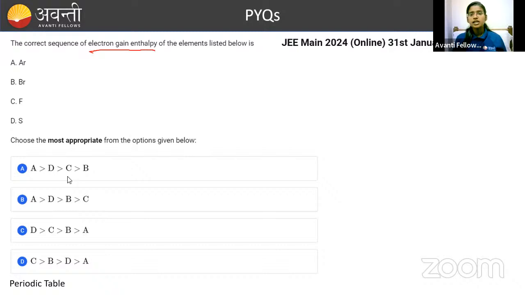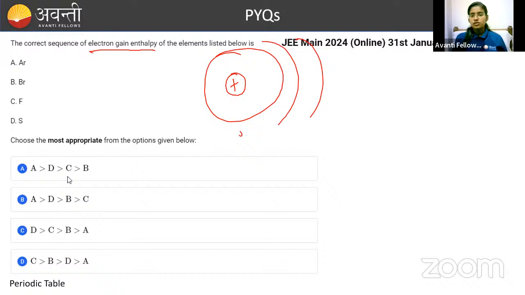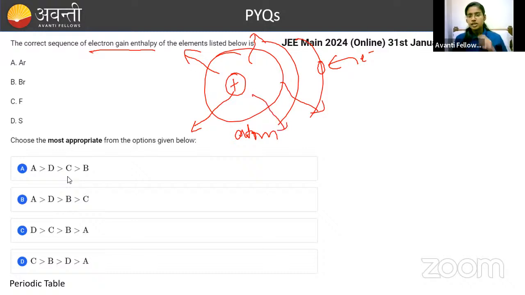If an atom gains one electron, so this is an atom, okay? If this atom gains one electron from outside, some amount of energy will be released from this atom. And that energy is called electron gain enthalpy. Okay. So now we have to find out the correct sequence of this.